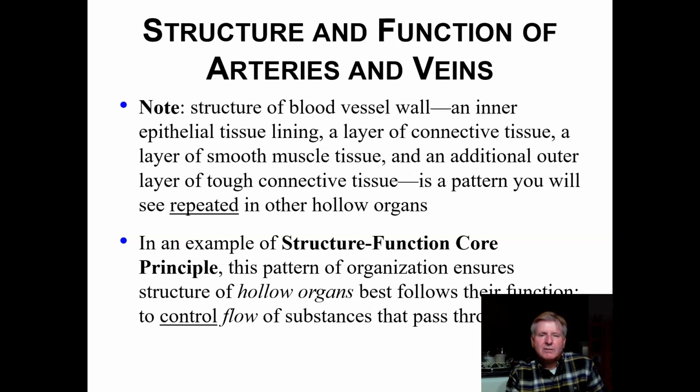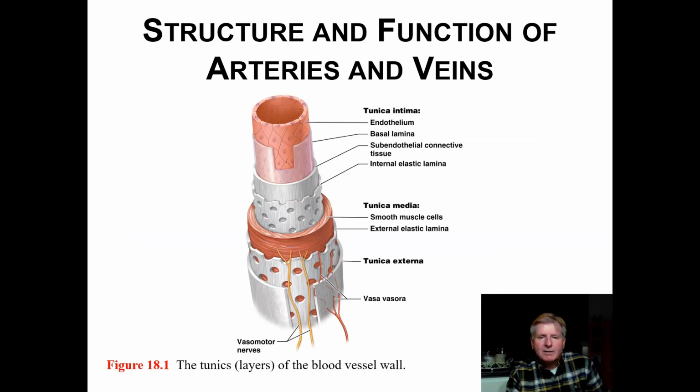You see this inner epithelial tissue lining, a layer of connective tissue, another layer of smooth muscle, and an additional outer layer of connective tissue. You see this pattern repeated in many of your hollow organs in the body. So this is the structure and function of your arteries and veins with your three tunics: the tunica interna, the tunica media with your smooth muscle, and the tunica externa, which is collagenous connective tissue.